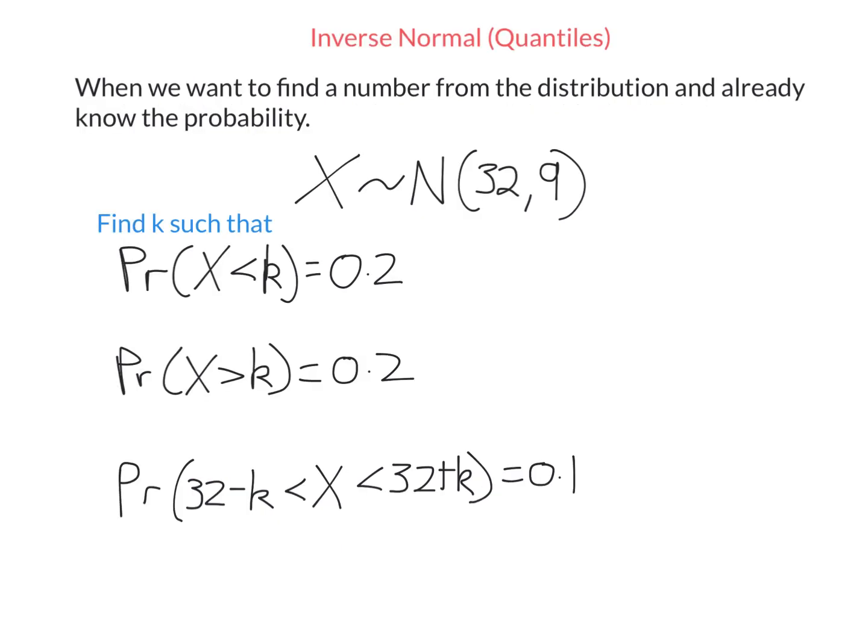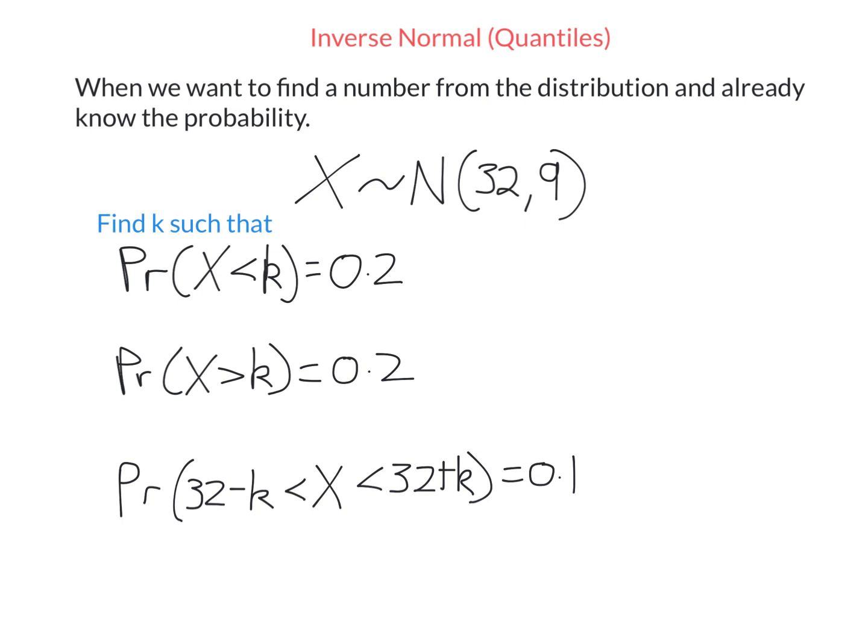So quantiles are when you're sort of going the opposite direction. What we found in previous questions is we knew the value. We wanted to find the probability we were above or below a certain value. Now, in these questions where we're using quantiles, we already know the probability and we want to find the number such that being less than or greater than that number equals a given probability that we already know.